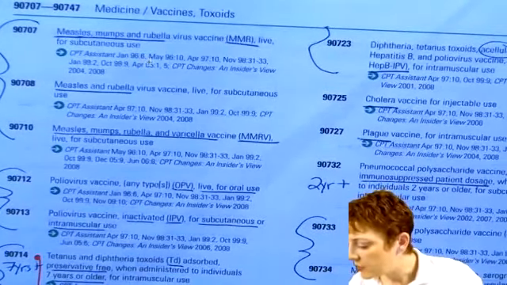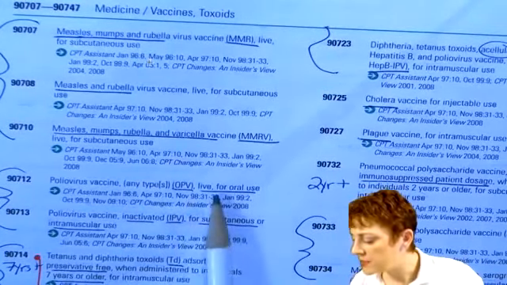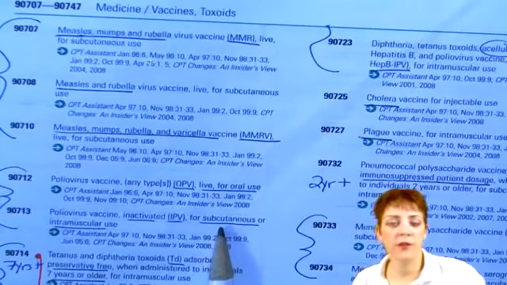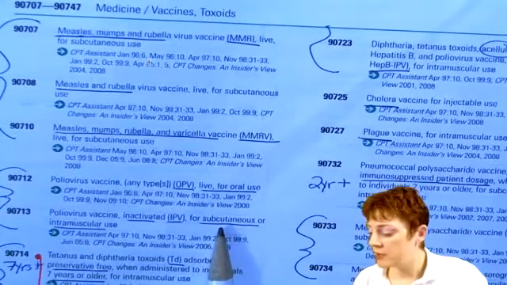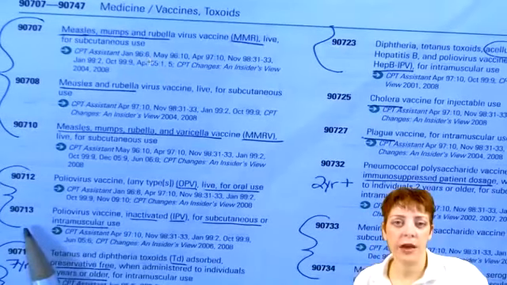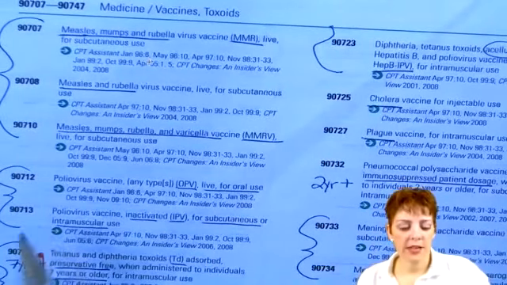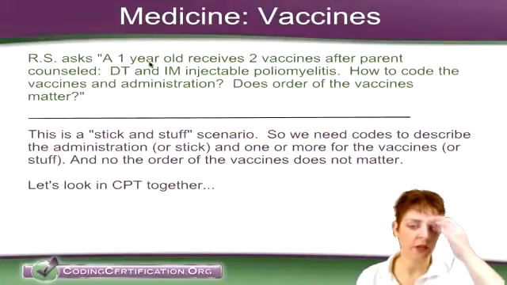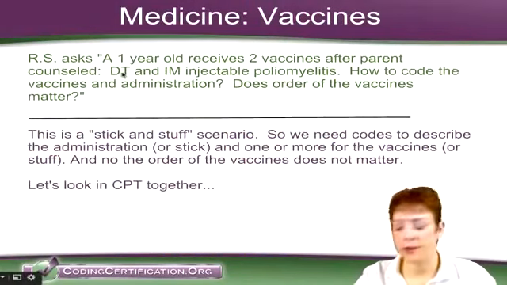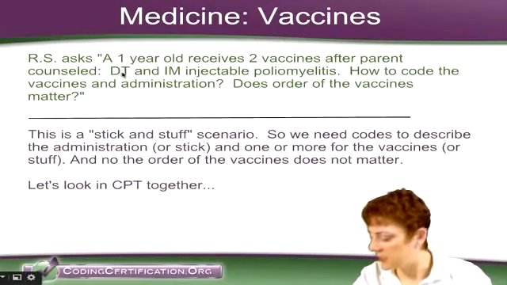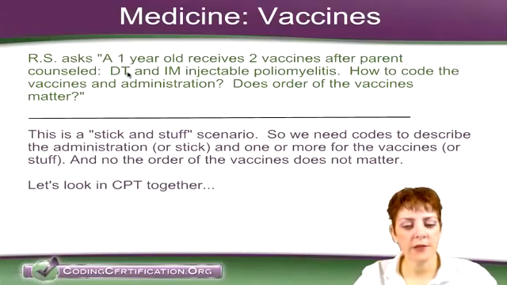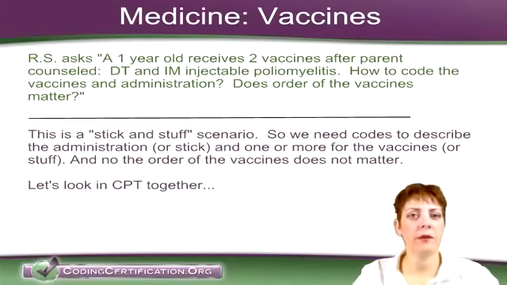Okay, and so you see live for oral use and sub-Q. So we know the route of administration was an injection, so it's got to be the 90713. Okay, so that's how you do it. You do the same thing for the DT, the diphtheria and tetanus, I think it is. Okay, so stick and stuff. Hopefully that will help you remember that one.